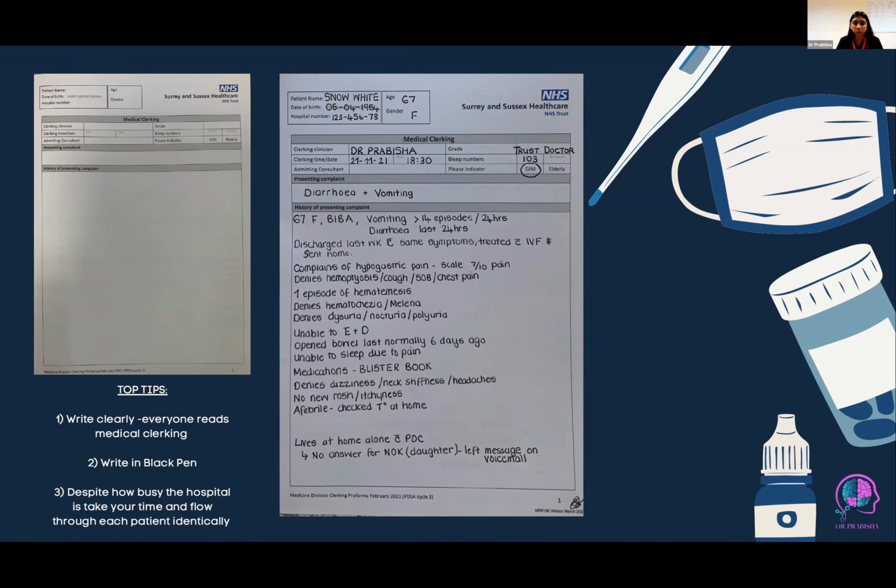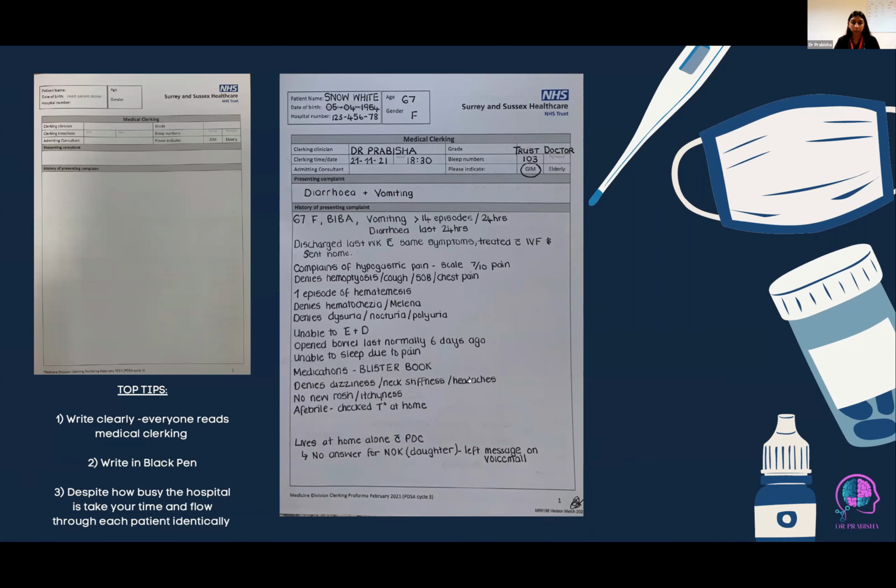How is her bowel movement? So she hasn't opened her bowels for 6 days, but she's been having diarrhea for the last 24 hours. She's unable to sleep. And for medication, she's on a blister book, or a blister pack. It's just good to know about her medications. Any other symptoms that she's not had?